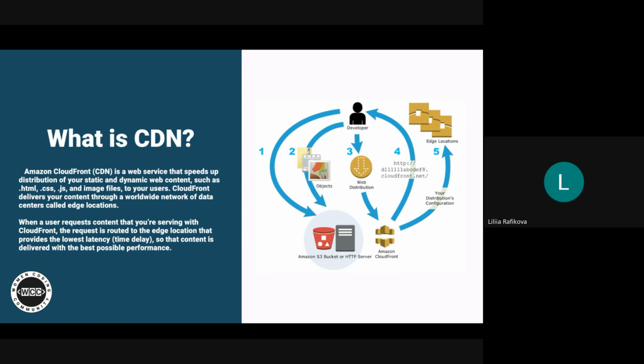To simplify, usually a CDN is a cache where we store the most requested objects. To simplify, it's just a cache. When the user requests content that you're serving with CloudFront, the request is routed to the edge location that provides the lowest latency. These edge locations are spread across the world.